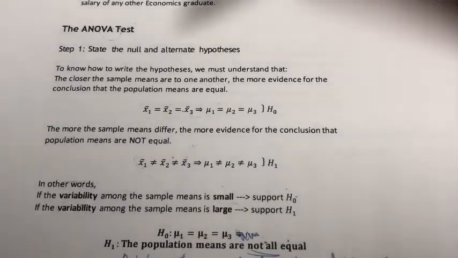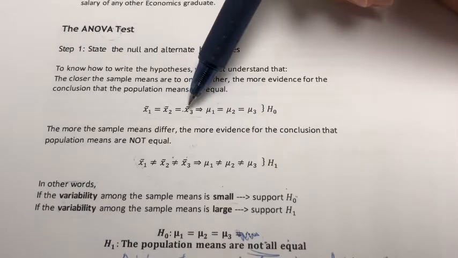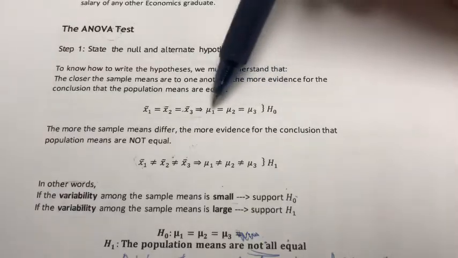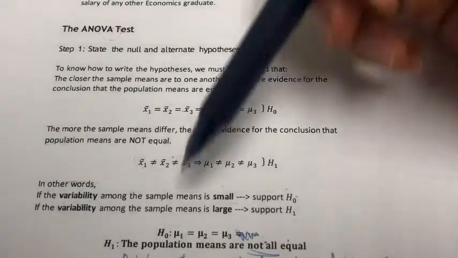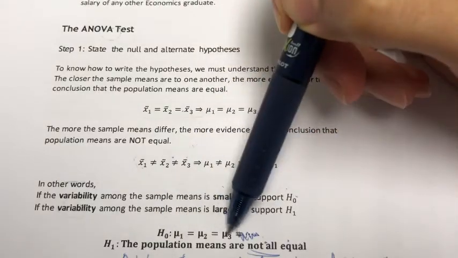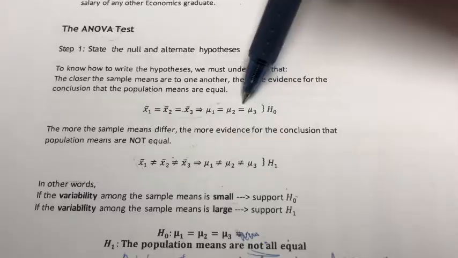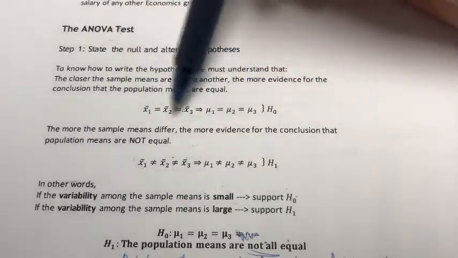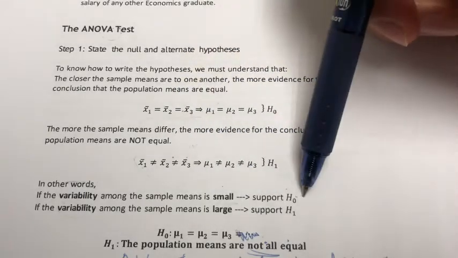To recap, the closer the sample means are to each other, the more evidence we have that the population means are also close to each other. When the averages are close to each other, in other words, there is no difference between them, and that is what our null hypothesis is all about, right? That is why when we say there is no difference, what it means is the variability, the dispersion, the spread between the means is small, and we are supporting the null hypothesis.